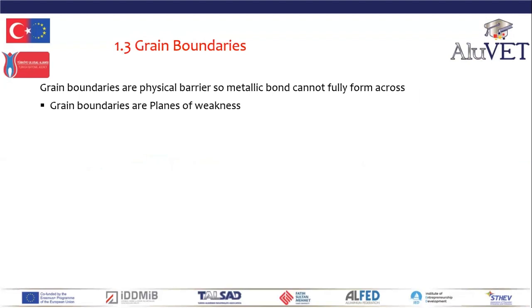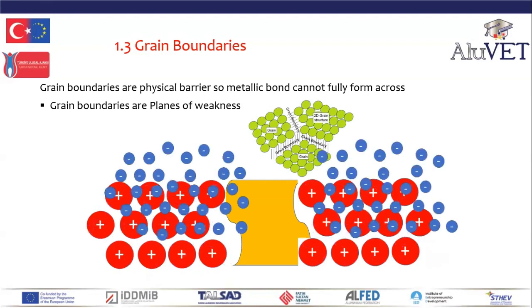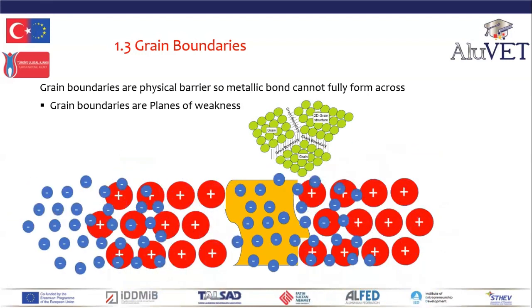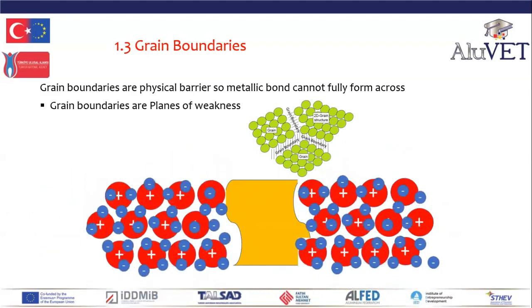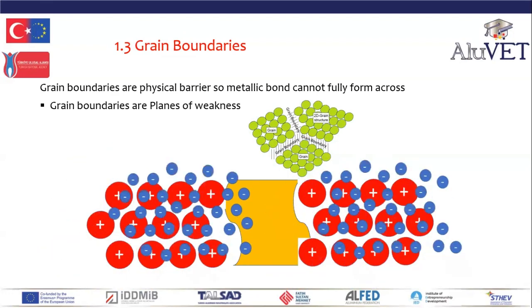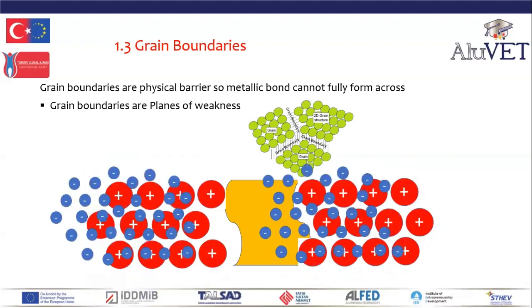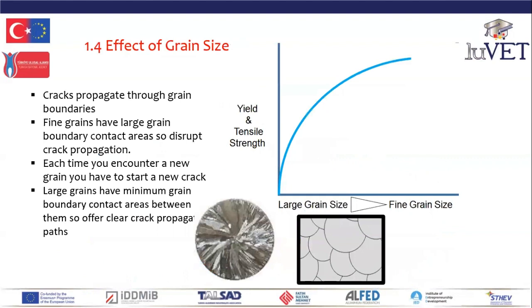Now, grain boundaries are mismatched between adjacent grains, so they are physical barriers. And as the electron cloud cannot fully migrate across nor completely form the metallic bond between adjacent grains, grain boundaries are therefore planes of weakness. So you can see in the picture, within the grains, the electron cloud can be shared by all the atoms, but only a few electrons can sort of pass through the grain boundaries. So the grain boundaries are much, much weaker than the grains themselves. So the grain boundaries are therefore planes of weakness, lines of weakness. The network of grain boundaries is a network of weakness.